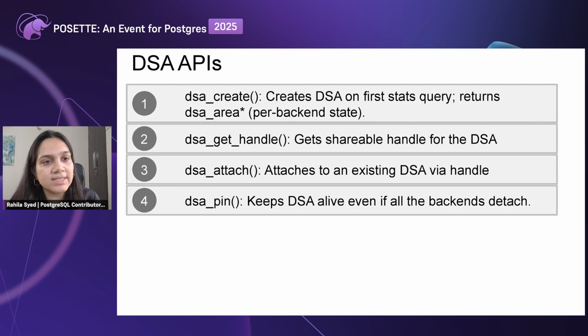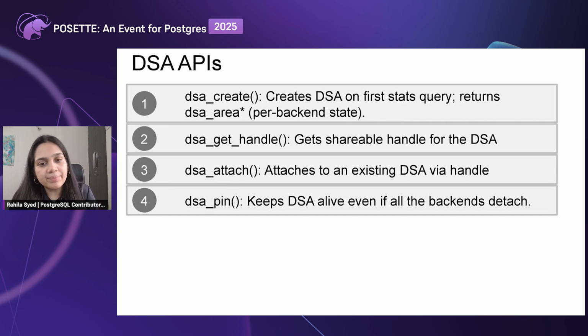Let's look at a few DSA APIs. Here we have DSA create, DSA get handle, DSA attach, DSA pin. So DSA create is used to create the DSA segment. DSA get handle is used to get the handle to the DSA area, which can be shared between the backends. DSA attach is used by a process to attach to a particular DSA and then eventually start sharing. DSA pin is used to keep the DSA alive even if all the backends have detached from it.